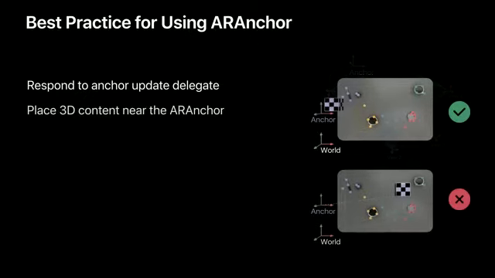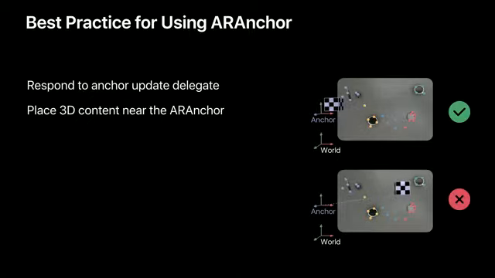Second, when you place your virtual object, it is best to place the virtual object near the AR anchor, but not far away from the AR anchor. The reasoning is the same as before. When the anchor update happens, if you have a virtual object far away from the AR anchor, then you could experience a large translation update to your virtual object, which is not desirable. So it is best to place your virtual object near the AR anchor, so you can represent the tracking quality correctly.